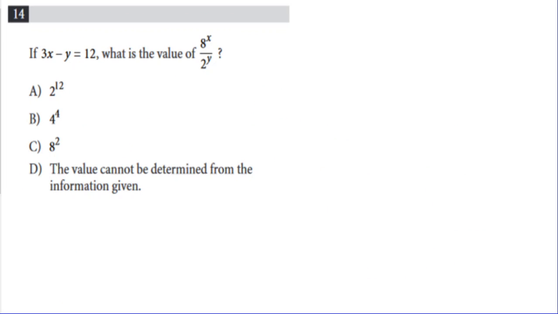All right. Problem number 14. 3x minus y is equal to 12. What is the value of 8x over 2y? Here's what we're going to do for this one. I'm going to start with this thing, and I'm going to say 8 to the x over 2 to the y.